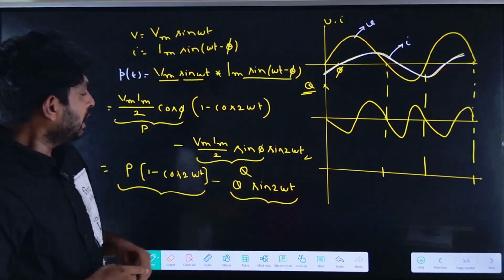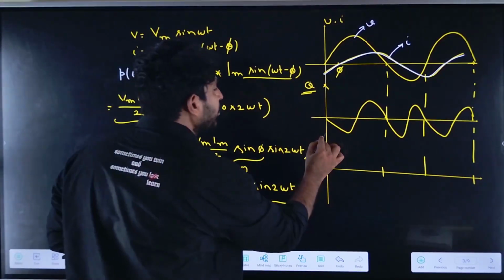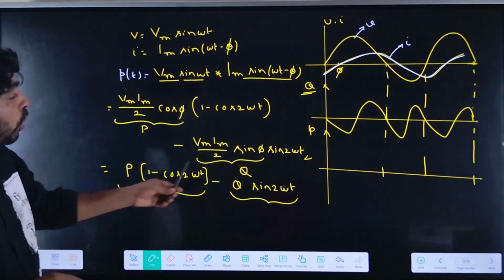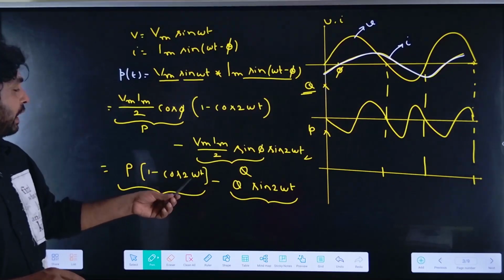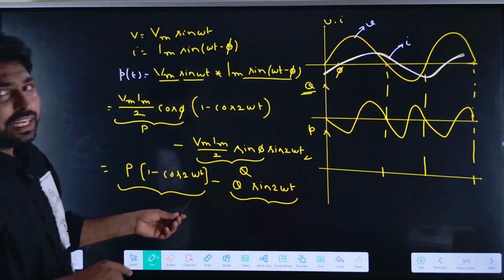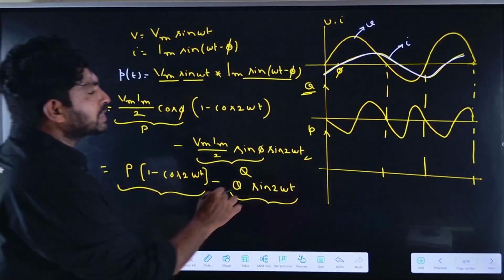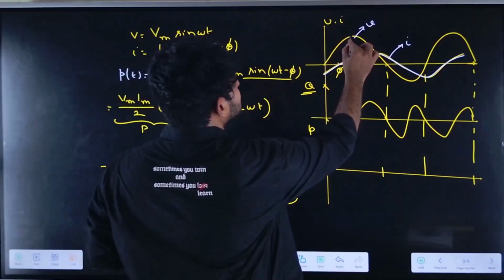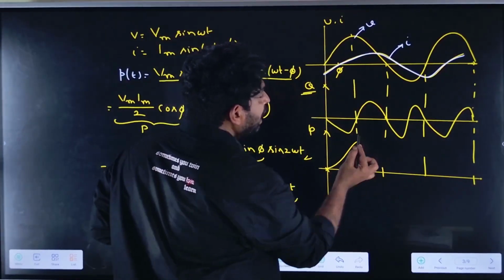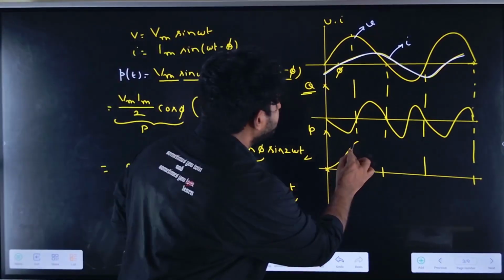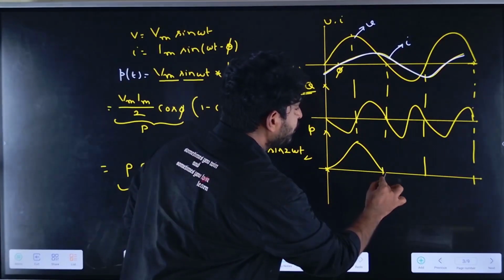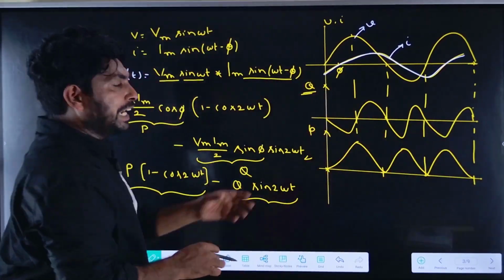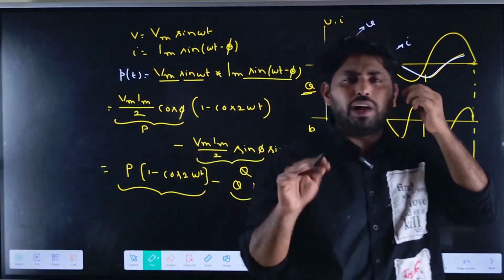If I want to draw the active power, it is 1 minus cos 2 omega t. If I substitute cos 0, initially it will start from 1 minus 1, that is 0. It starts from 0, and at 90 degrees it reaches the maximum. Then at 180 degrees it will be 0. Again it reaches the maximum, and at 180 degrees it will be 0.